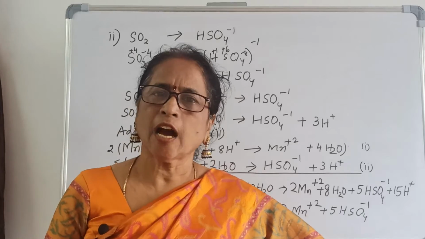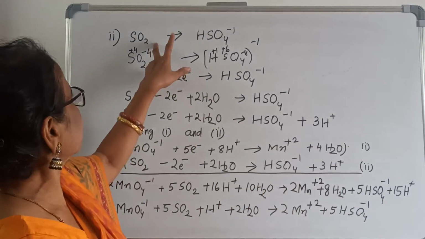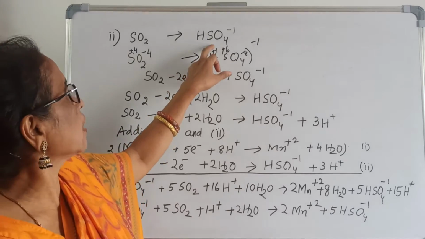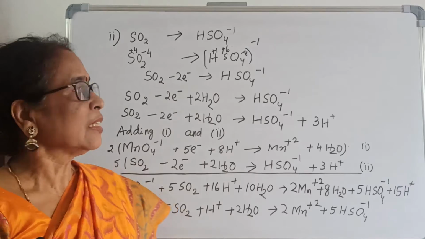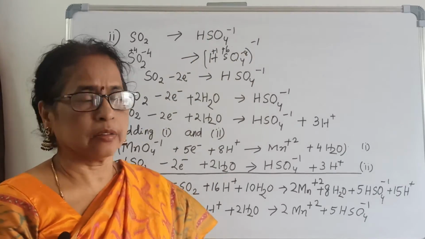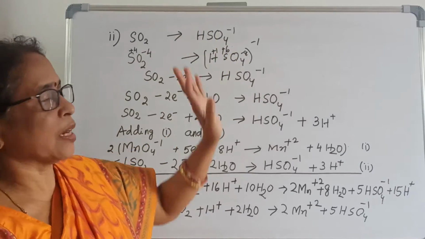Now the second half reaction. What is the second half reaction here? SO2 changes to HSO4 minus 1. What is HSO4 minus 1? That is the bisulfate ion. That means SO2 is a molecule that changes to HSO4 minus 1.